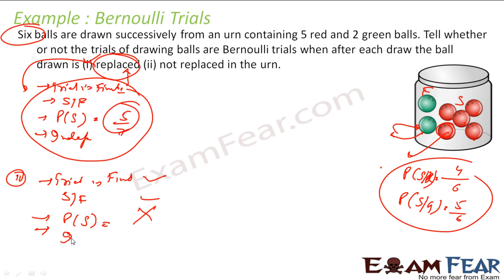Also, they are not independent, right? Because the second trial is dependent on the first trial. So it is not a Bernoulli's trial. So the same jar, same ball, but if you are replacing it, it becomes a Bernoulli's trial, and if you don't replace it, it becomes a non-Bernoulli's trial.